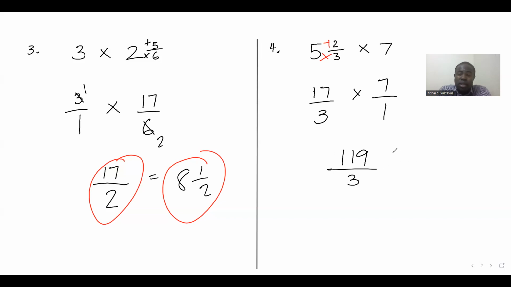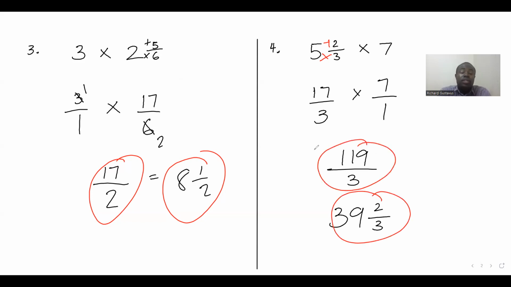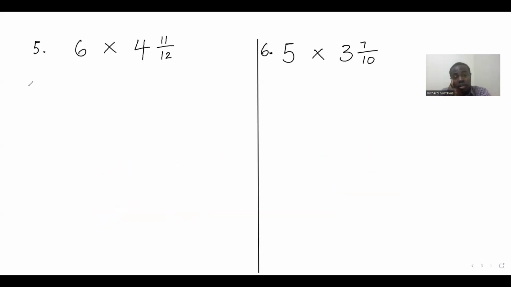Now, this is improper and can be converted to a mixed number. We do this by dividing the 119 by 3. So 3 into 119, that will go what? 39 times, and then that will leave us with 2 remainder, and then we put that over 3. So the answer right here is 39 and 2/3 as a mixed number, or 119 over 3 as an improper fraction. Guys, let's do one more example, and then that would conclude this topic.